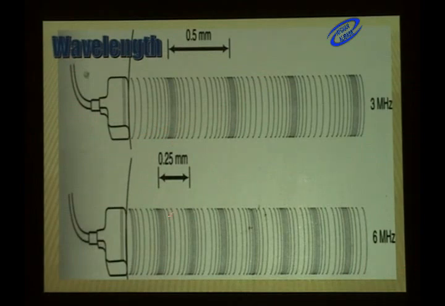Higher the frequency, lesser will be the wavelength, lesser will be the penetration, but better would be the image. The resolution would be better with this probe. Resolution will not be better with this probe, but this probe will give us less penetration and this probe will give us more penetration. So where we need penetration, for example in obstetrical ultrasound or in abdominal ultrasound, we will use this transducer, and where we don't need penetration, like ultrasound of the testis, thyroid and superficial organs, we will use this transducer.